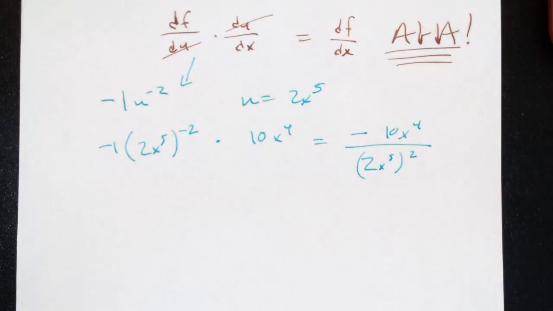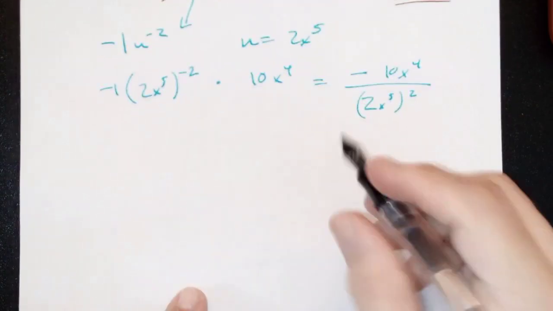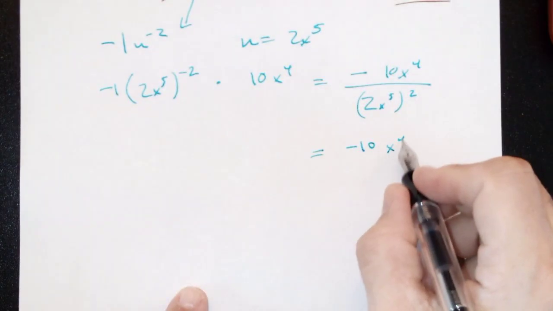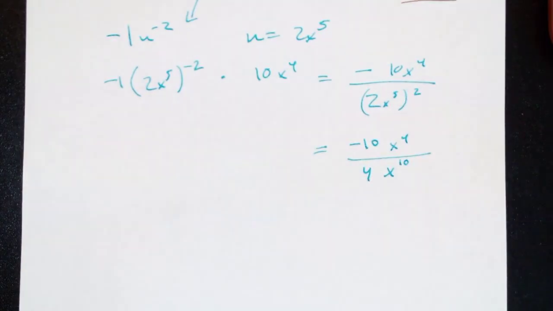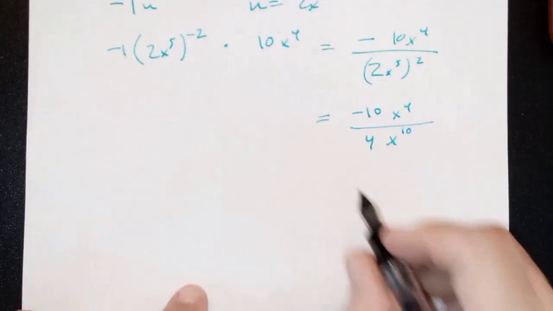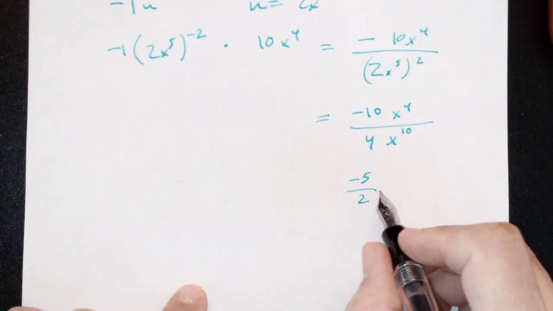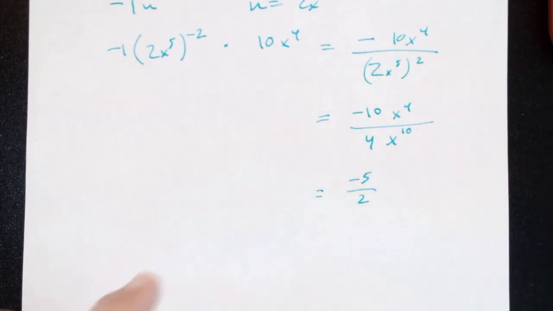Let's play the power game again. What do I do with this squared on the outside in the denominator? I'm going to distribute it in. What's 2 squared? And x to the fifth squared. Ten divided by 4 can be simplified. What do I get when I simplify it? 5/2. x to the fourth on top, x to the 10th on the bottom.